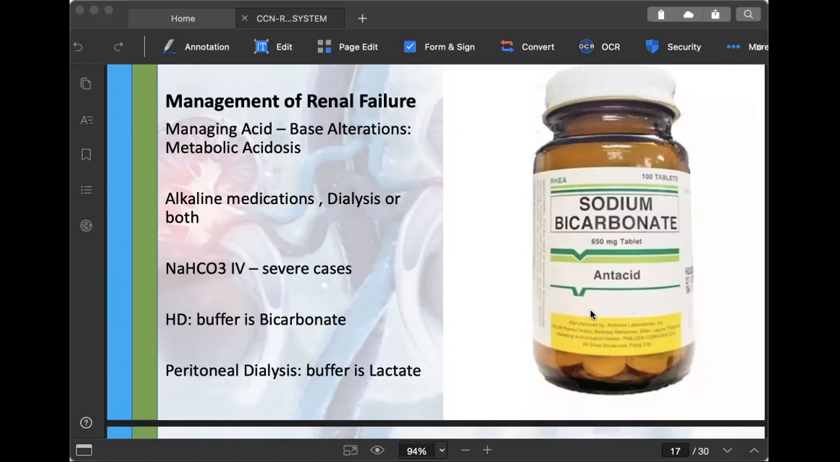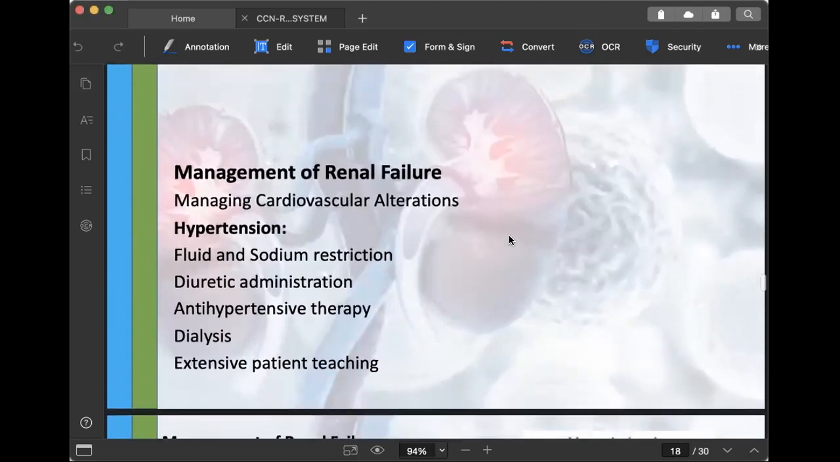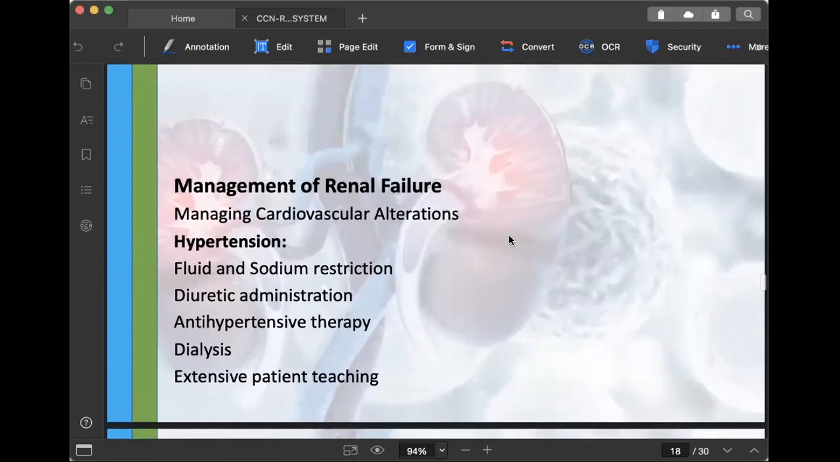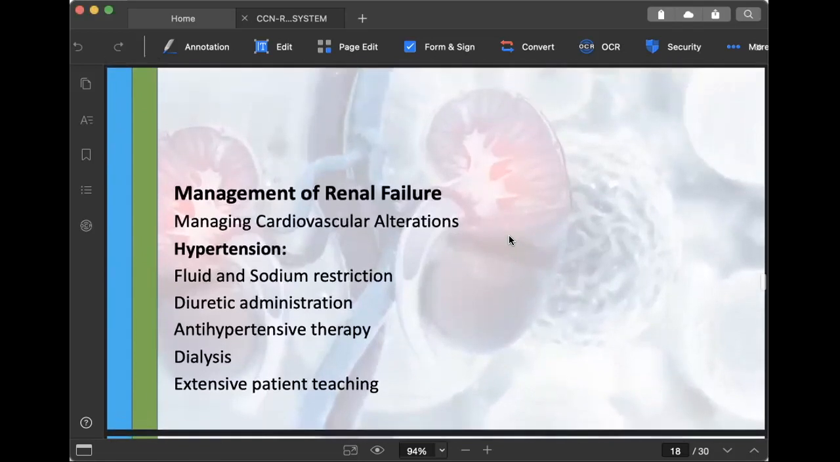Okay, now let's move on here. How about the other management? Managing your cardiovascular alterations, hypertension. These are just good to know. They're just good to read.